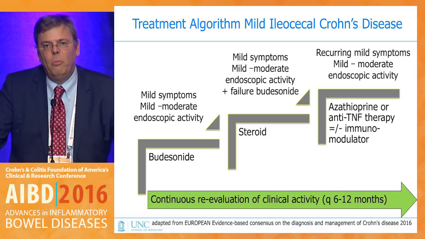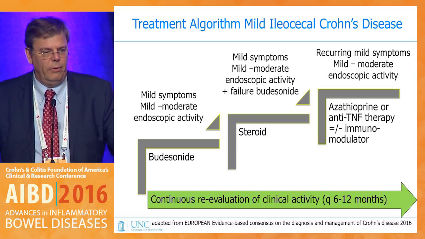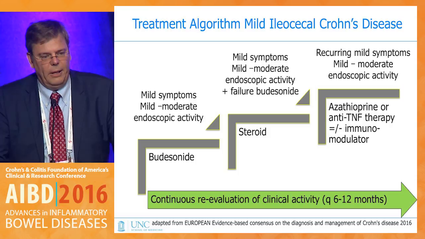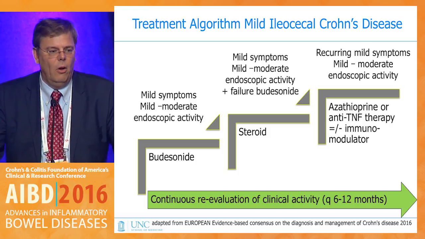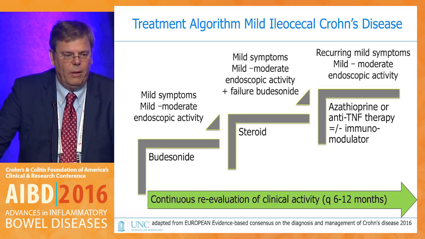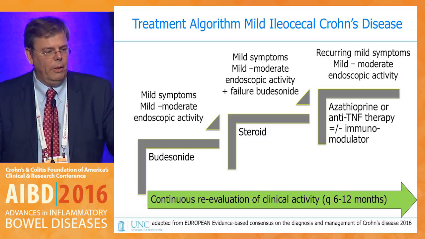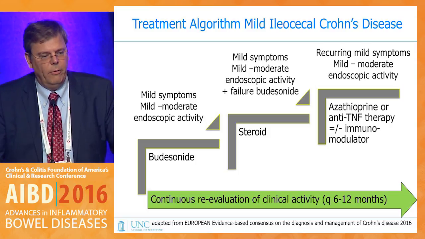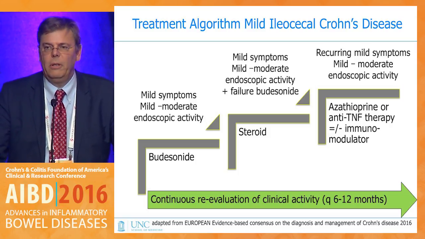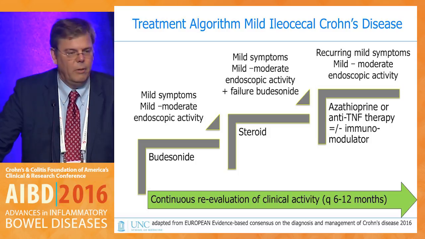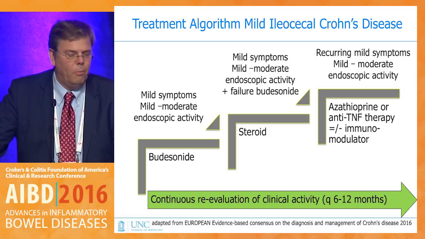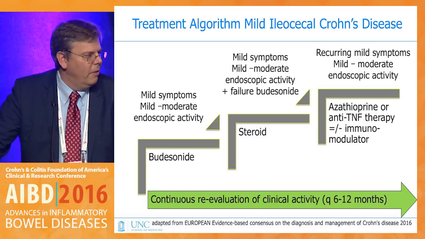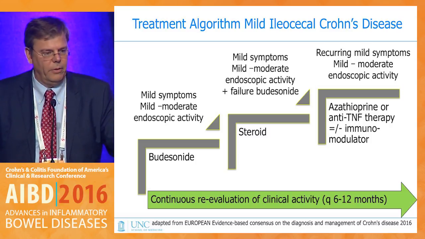If the patient then needs more than 2 steroid tapers in a year or has recurrent mild symptoms with confirmed mild to moderate endoscopic activity, then you start azathioprine or you choose an anti-TNF therapy plus minus an immunomodulator. Important is in the lower area here, you have to continuously reevaluate the patient for clinical activity. You can't send him home on a budesonide taper and say, see me back in 1 year. I think this is a patient you should probably see every 3 to 6 months, at least initially, to make sure that this stays a mild disease course.